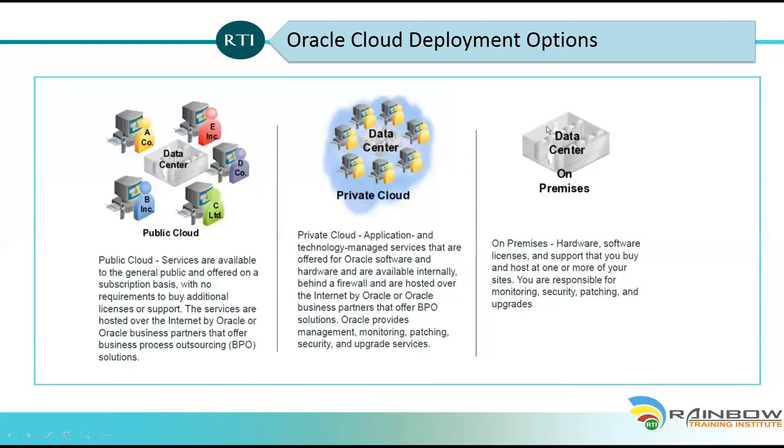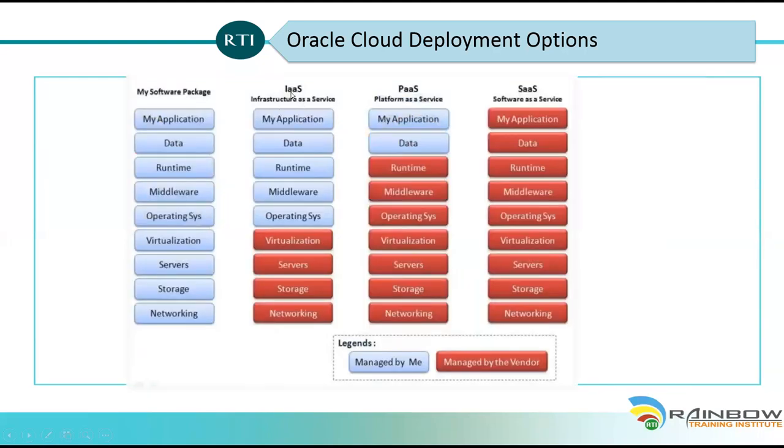The next diagram simplifies the difference between SaaS, PaaS, and infrastructure as a service. Infrastructure, meaning on-premise, if we buy infrastructure from Oracle, what is the service? Infrastructure as a service model. Let us say on the left side I have my software package. If our company has its own software package, it will have its own network, own storage, own servers, own virtualization of the servers, own operating system, own middleware, own runtime environment, own database, own application, right? So it is my company's software package, which is managed by my company.